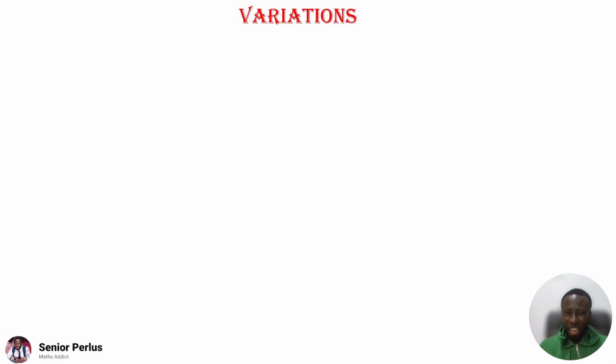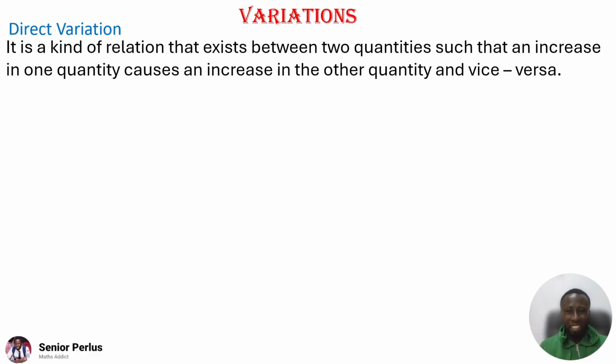Variations. Our first type of variation is the direct variation. Now, with the direct variation, this is the kind of relation that exists between two quantities such that an increase in one quantity causes an increase in another quantity, and vice versa. So this is similar to proportion, ratio of proportion. Okay, good. So an increase in one quantity will result in an increase in the other.